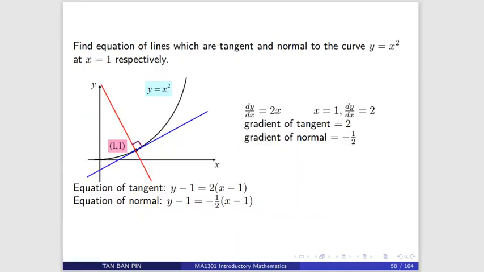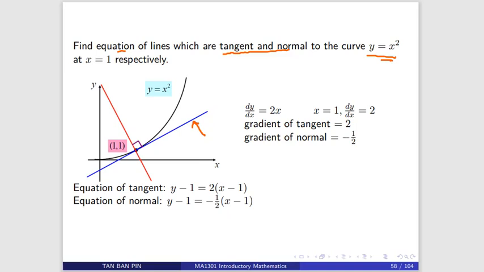Let's look at this example. You have the curve y = x squared, and you have to find the equation of the tangent and normal line. So you have to find the equation of lines which are tangent and normal to the curve. So that means you want to find the equation of the blue line, which is the tangent at (1, 1), and also the equation of the normal line.